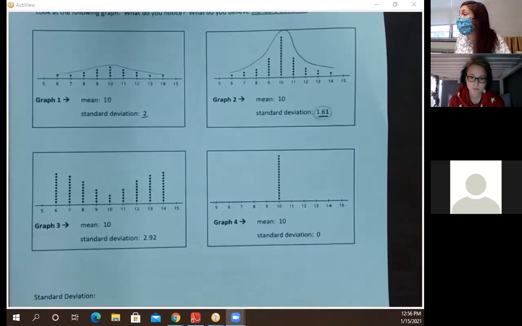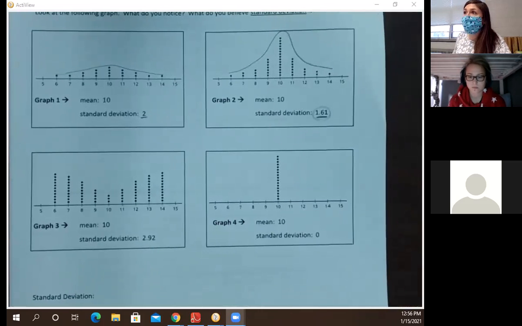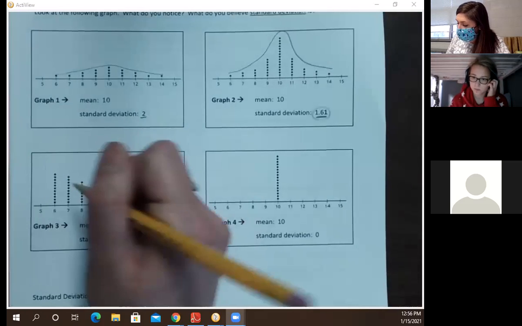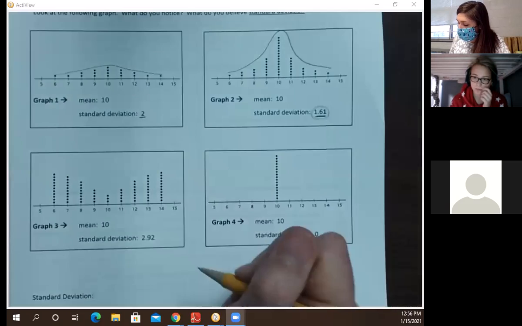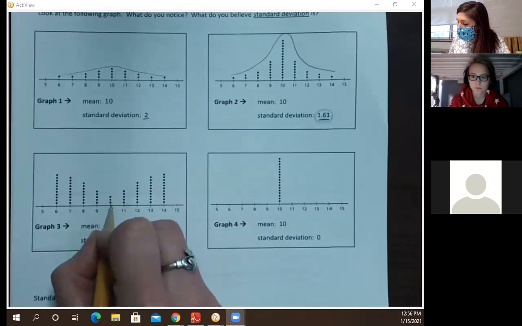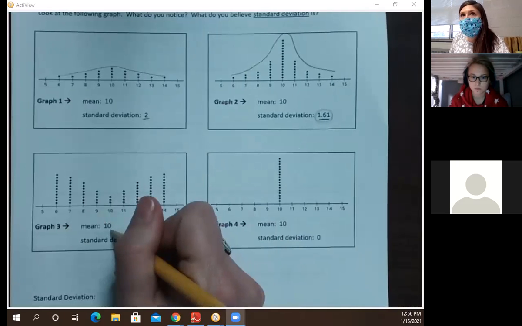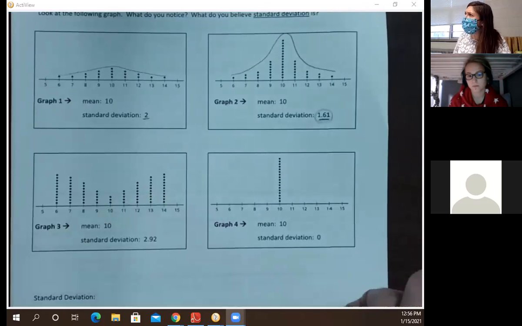Looking at graph 3, I do not have a bell shape here. We've got exactly the opposite, right? We've got one of those dot plots where I've got a clump of data on the left end and a clump of data on the right end. Very little, it tapers down in the middle. My mean is still 10. That should still make sense.